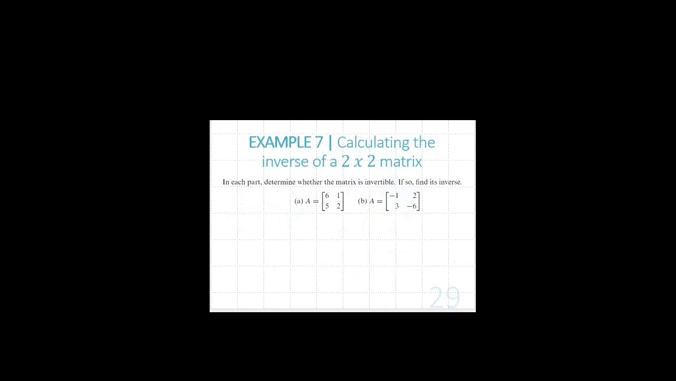Okay, all right, so let's try it. We've got a 2x2 matrix here. What is going to be the determinant of A? How would we quickly do that? AD minus BC equals what? 6 times 2 minus 1 times 5, which is going to equal what? 7. What can we determine immediately? Yes, A is invertible. So it has an inverse that we can calculate.